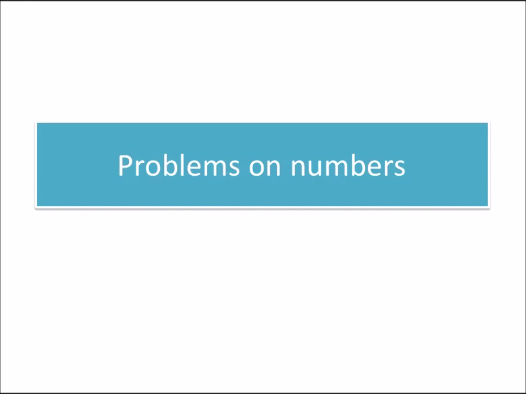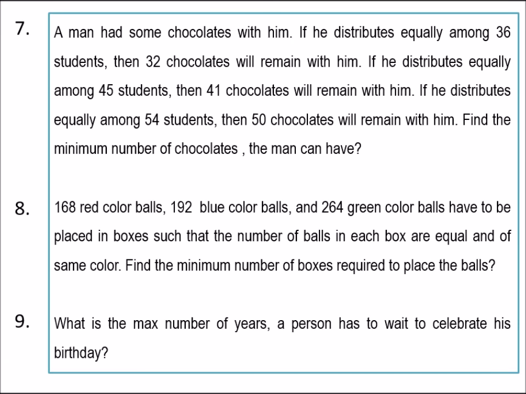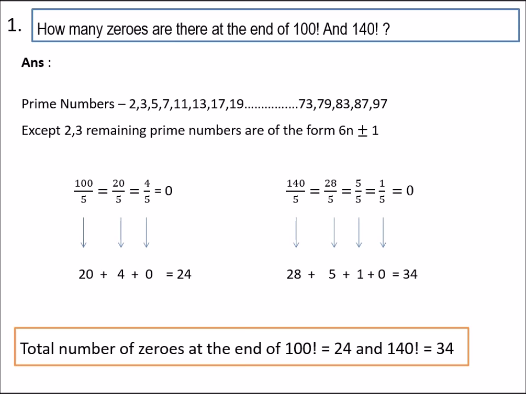Now I will explain the problems on numbers, and these are the 9 questions that I will discuss in this tutorial. If you are able to solve these 9 questions in 9 minutes, then you can skip this tutorial. Coming to the first question, how many zeros are there at the end of 100 and 140 factorial?